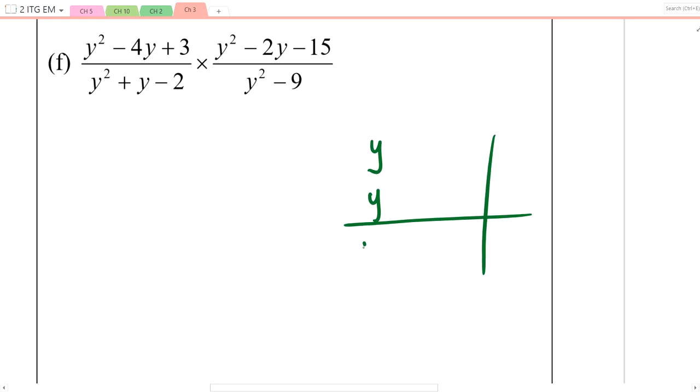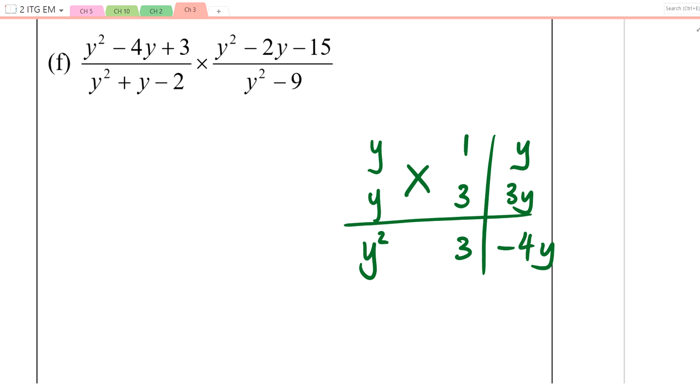Y and y to get y squared. So here we need 3 and negative 4y. So what goes into the blanks over here? What choice do we have? 1 and 3, right? So multiplying them, I get 3y and y. Does that give me negative 4y? Does y and 3y give me negative 4y? No, it doesn't. It should only give me 4y, not negative 4y.